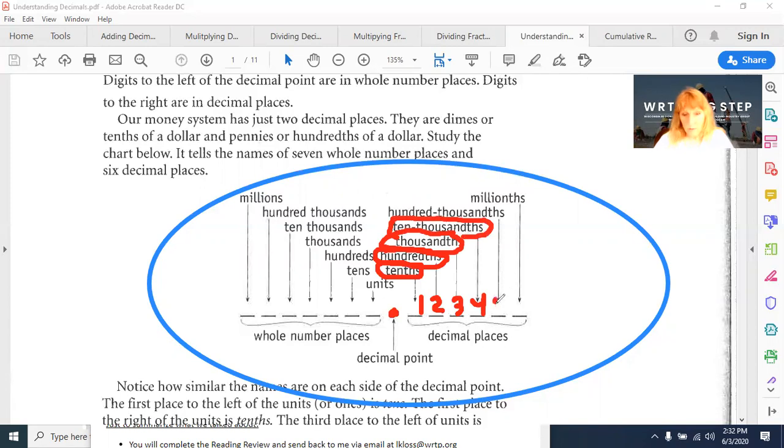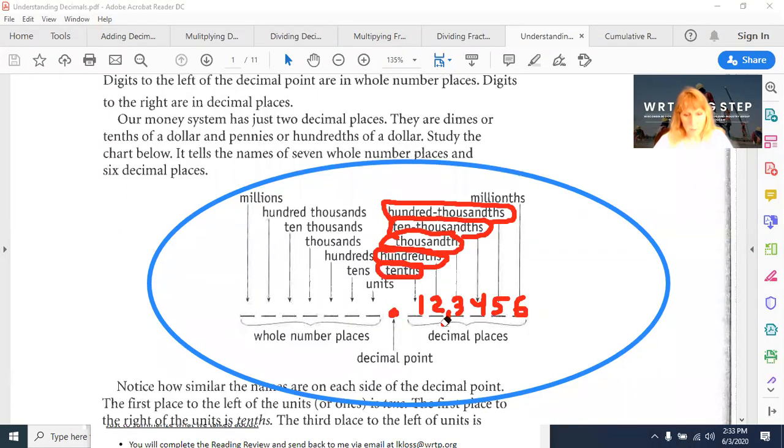Put another number there. Now I have 12,345 hundred-thousandths, because now I've landed in the 100,000 spot. So basically you're going to read your number as if it wasn't a decimal, 12,345, and then you're going to add a label to it depending on where you end up, which place value you end up in. And so it would be 12,345 hundred-thousandths. Put one more number there.